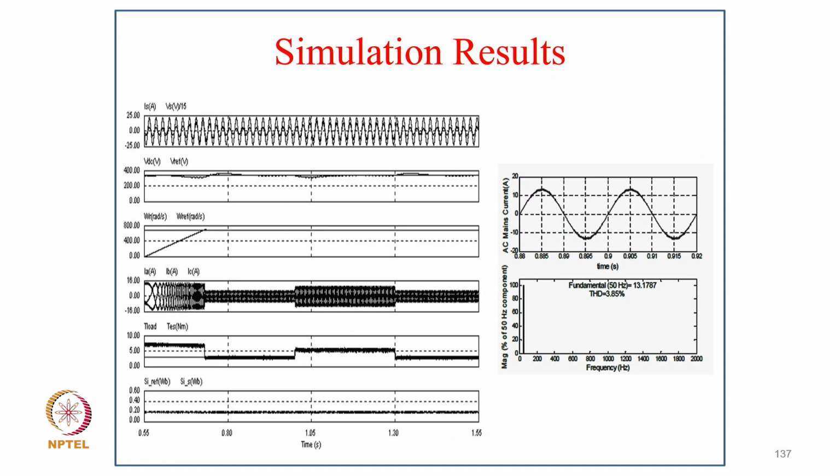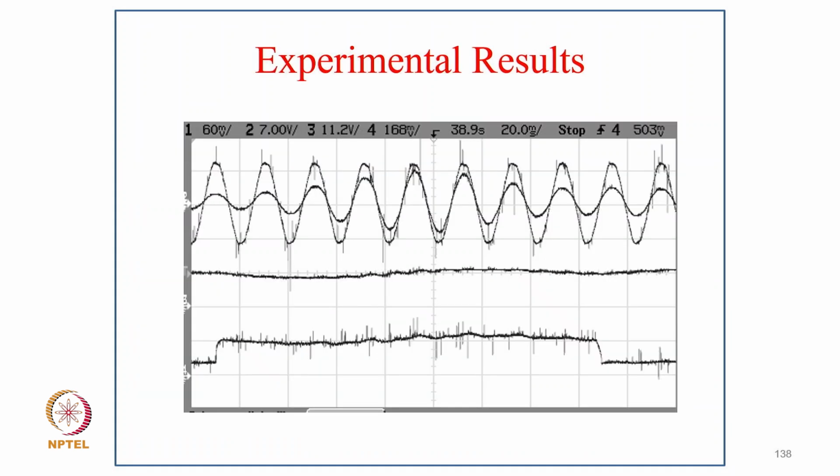And this is the simulator performance. You can see the DC link voltage maintained constant when the load is varying, and the load fluctuations are shown, but the input voltage and input current remain in phase, and the THD remains as low as maybe 3.85%, as you can see in the simulator.